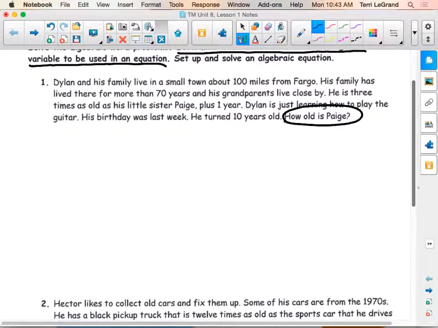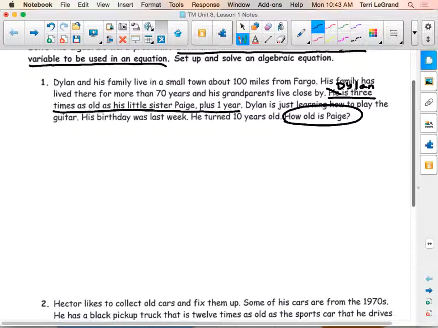Dylan is 3 times as old as his little sister Paige plus 1 year. Yeah, that seems like important information that would help us. So let's underline that. He is 3 times as old as his little sister Paige plus 1 year. By the way, he is Dylan. Okay? Let's give he a name right there. Dylan is 3 times as old as his little sister Paige plus 1 year.